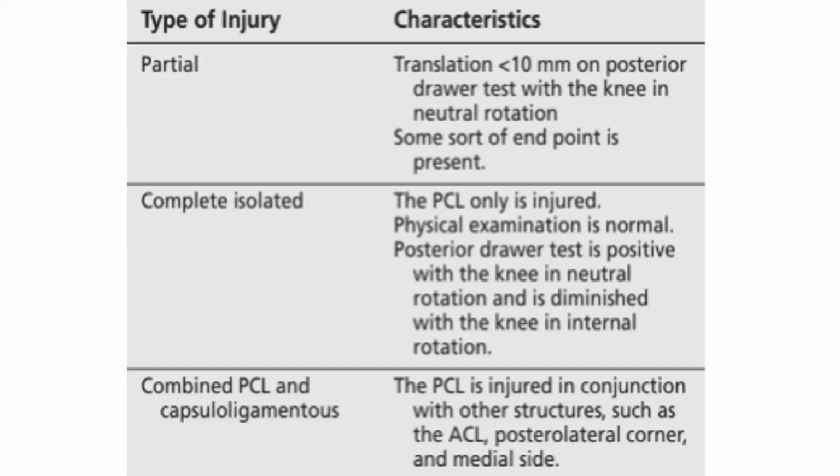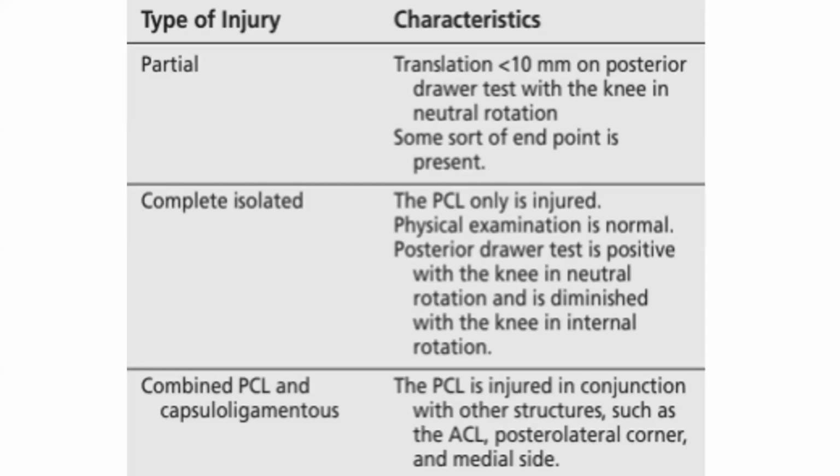In the partial injury, you have a translation of less than 10 millimeters on the posterior drawer sign or test with the knee in neutral rotation. Some sort of endpoint is present. So it's only less than 10 millimeters. If you have a complete isolated PCL injury, the PCL alone is injured, physical examination is normal, and the posterior drawer test is positive with the knee in neutral rotation and is diminished with the knee in internal rotation. Why? Because the posterior capsule takes over the control.